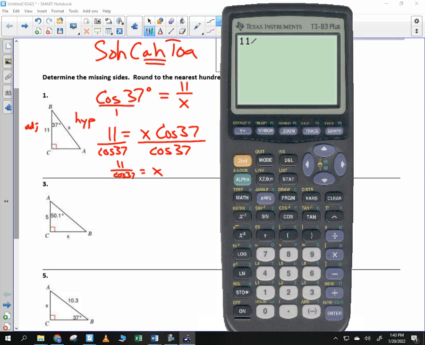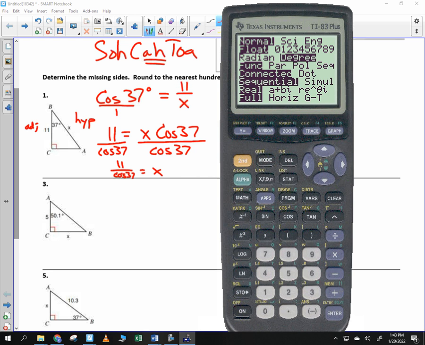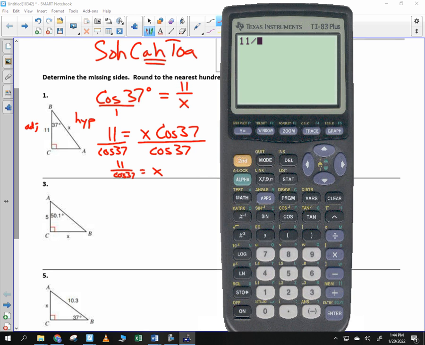What's that? How? Yeah, theta is 37. Theta is your angle. Oh, the angle given is always theta? Yes. So as I go into mode, please make sure that your calculator is working in degrees.